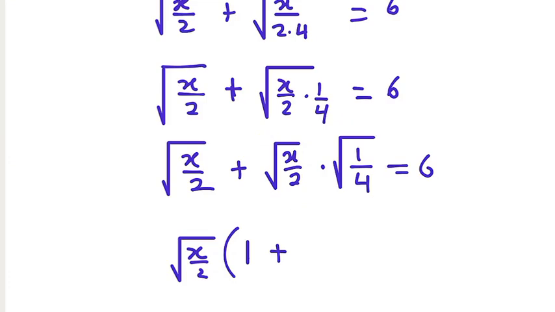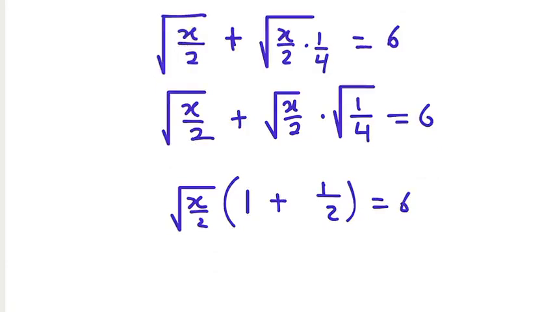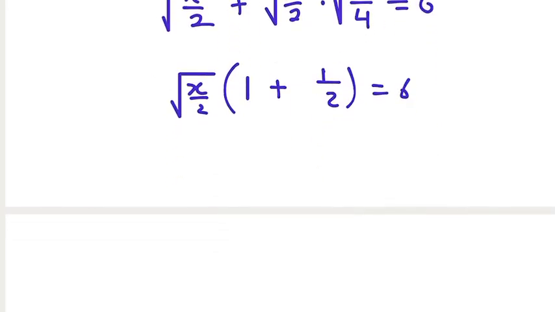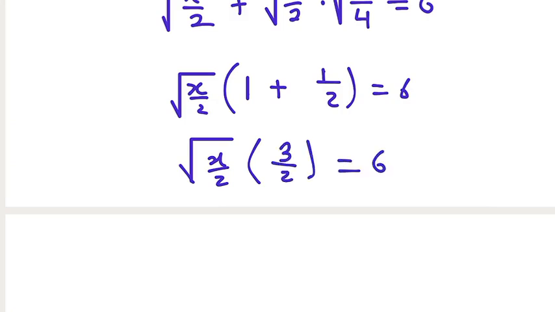You know that the square root of 1/4 is the same as 1/2, then equals 6. So we have the square root of x over 2 times 1 plus 1/2, and that is 3/2, equals 6.